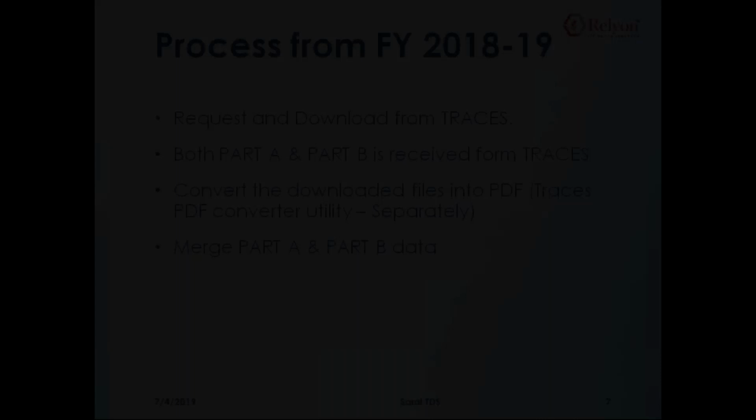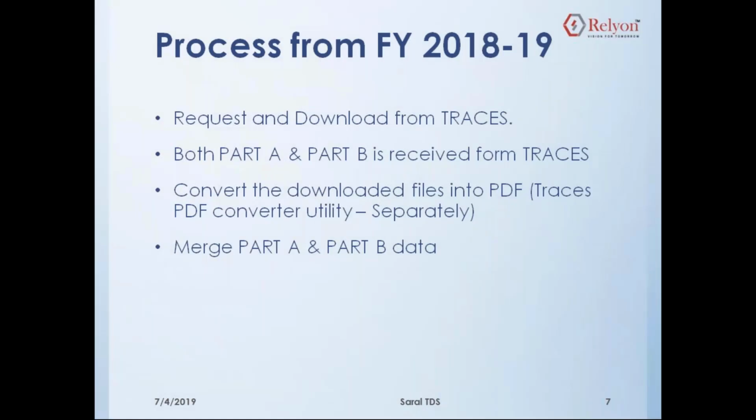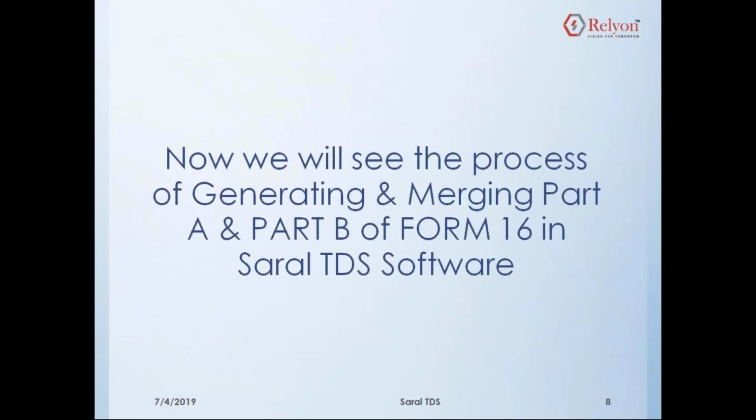I am converting both the downloaded zip files of part A and part B separately with the PDF converter utility. After converting them, I can merge part A and part B data. This is the procedure which we are doing right now. Now I'll show you how the process of generating and merging part A and part B of form 16 works from our Saral TDS software.